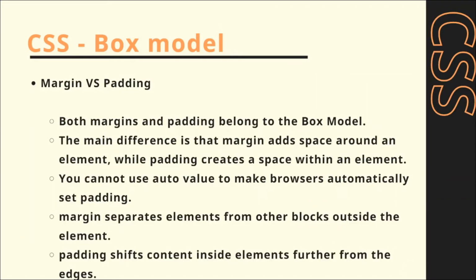Then the next topic is margin versus padding. Let's check out how it is affecting, and why and when we should use margin and padding. Both the margin and padding belong to the box model. The main difference is that the margin adds space around an element, while the padding creates space within an element. You cannot use the auto value to make the browser automatically set the padding. Margin sets the element apart from other blocks outside the element. Padding shifts the content inside the element further from the edges.